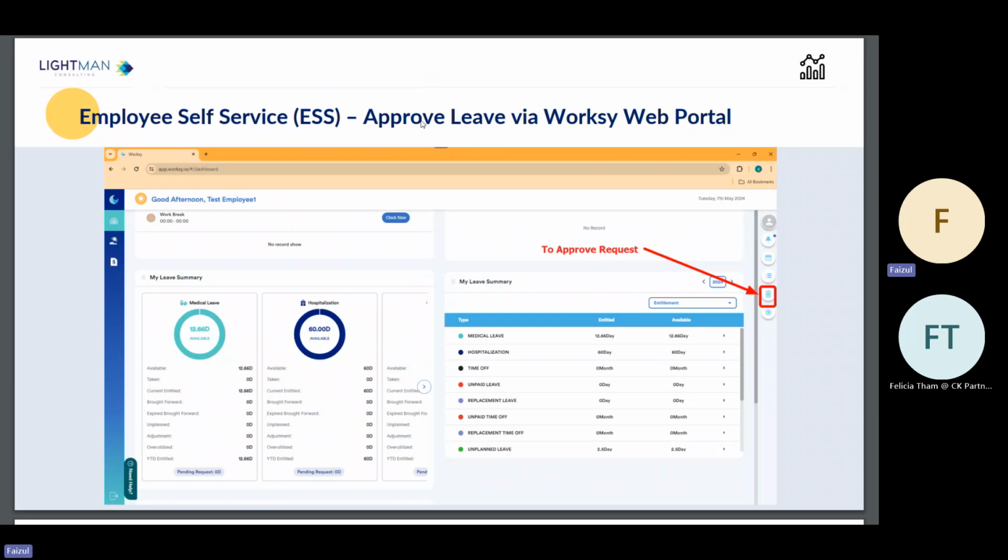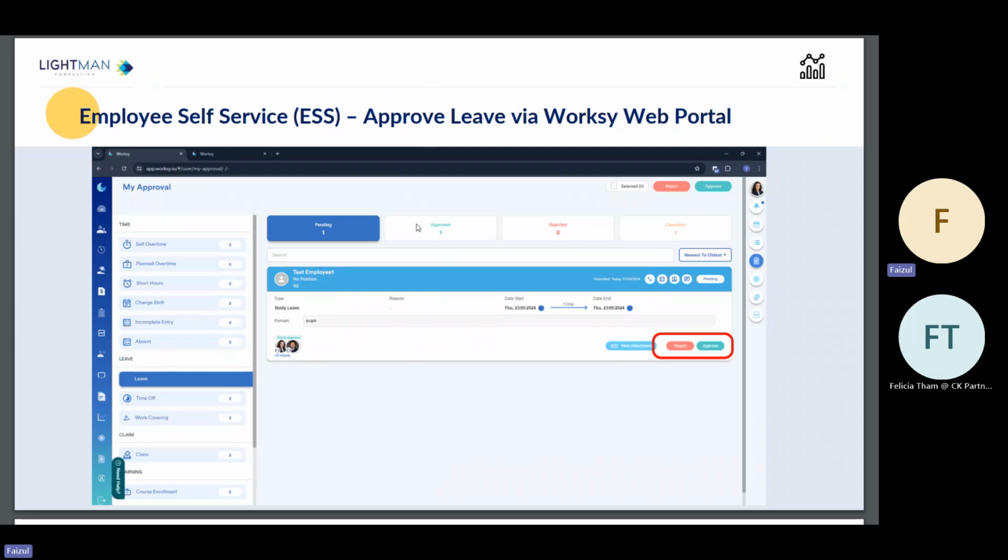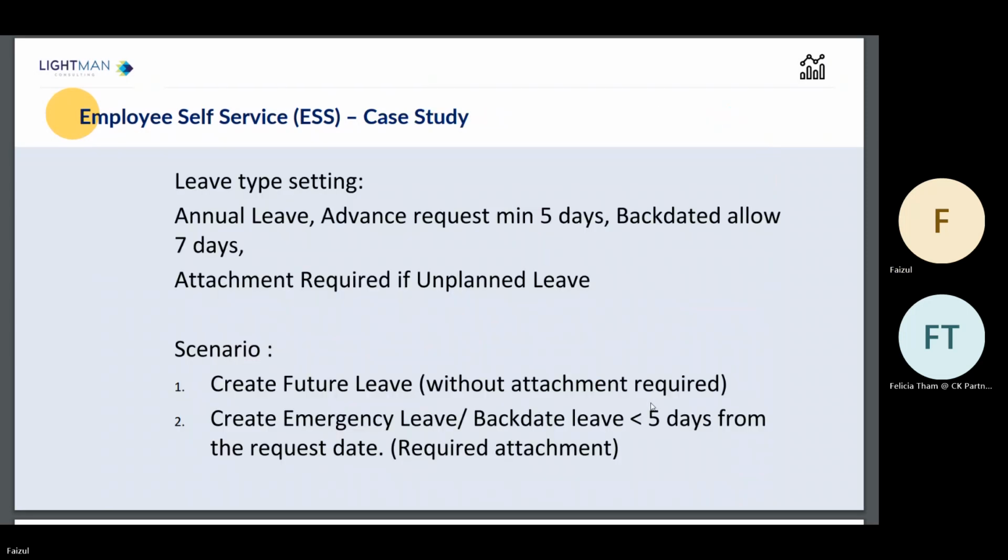Next is approve leave via Workspace web portal. Same as the request, but this one you click add approve request here. Once you click approve, you can select the leave and proceed to approve or reject here. So this is from the ESS, for the employee and approval.